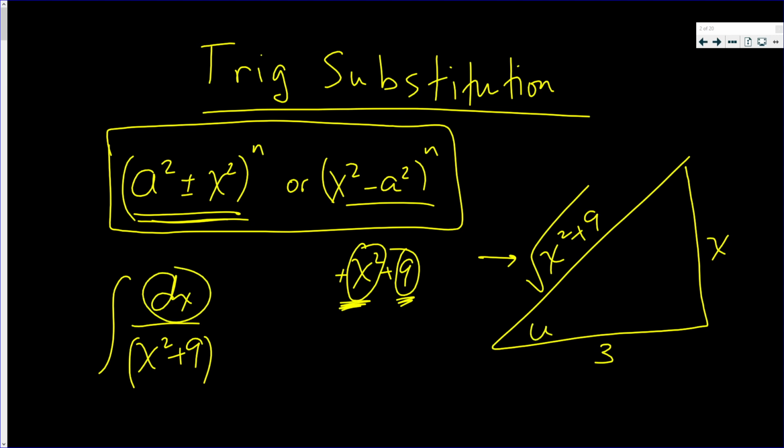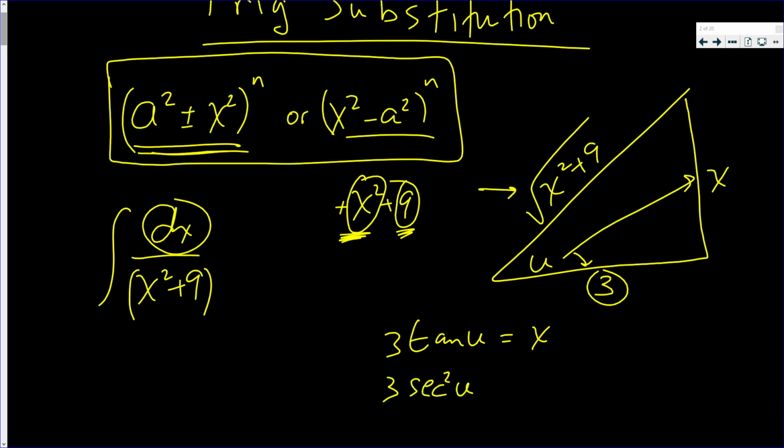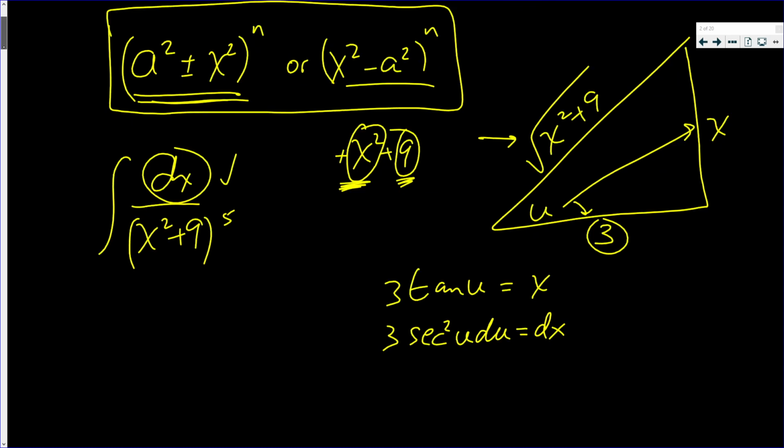Now, we want to get dx, and it's really good if you know what x equals, because then you can get dx easily. Well, if you notice, the tangent of u is equal to x over 3. I can put the 3 over there. Well, this tells me 3 secant squared u du is dx. Okay, so I have my dx. Now I want to get x squared plus 9. And again, maybe to the 5th power, but I'll worry about the power when it comes to it.